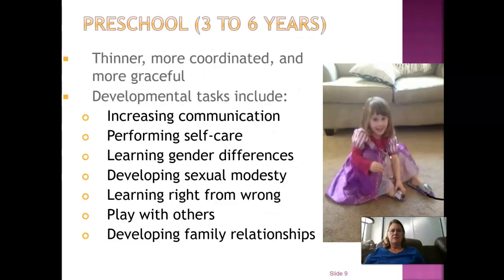So then we get to preschool age. And with preschoolers, we're talking 3 to 6 years of age. Their body is thinning out. They become more coordinated. They're more graceful in movements. They're growing in height. They're still putting on some weight. Communication is increasing tremendously at this point. They usually have an incredible vocabulary at this point. They can generally perform their own self-care. They're learning about gender differences and developing sexual modesty at this point.